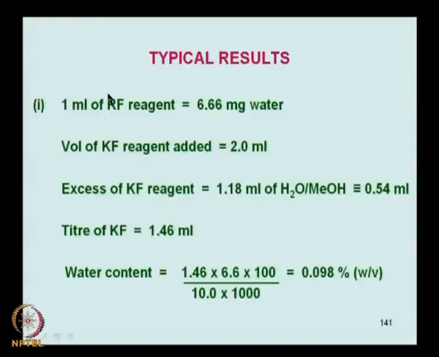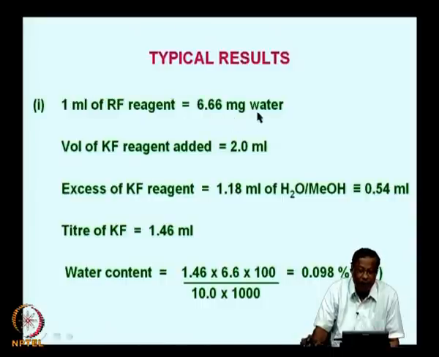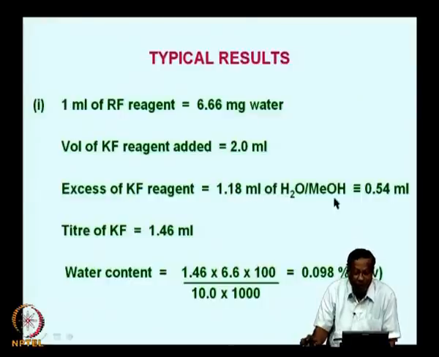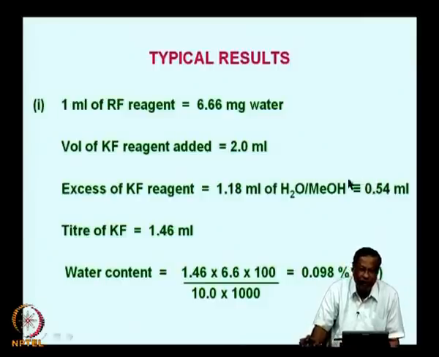Typical results, what we normally use in Karl Fischer reagent, is shown by the next slide. If I use 1 ml of the Karl Fischer reagent, the standard value is 6.66 milligram of water, and volume of Karl Fischer reagent added is about 2 ml. So, excess of Karl Fischer reagent is 0.54 ml, which is back-titrated with 1.18 ml of water methanol mixture. So, the titer value is 1.46, that is 2 minus 0.54.